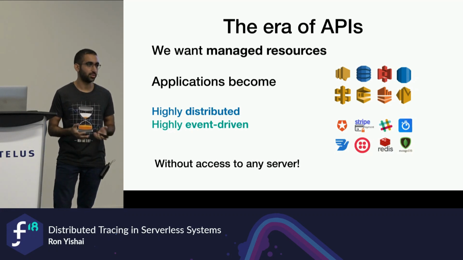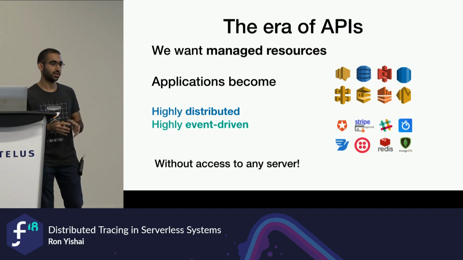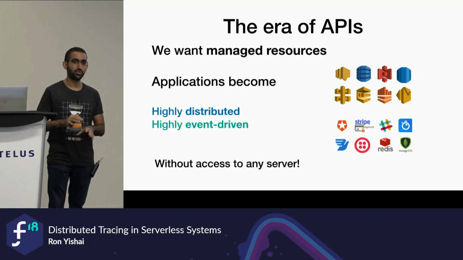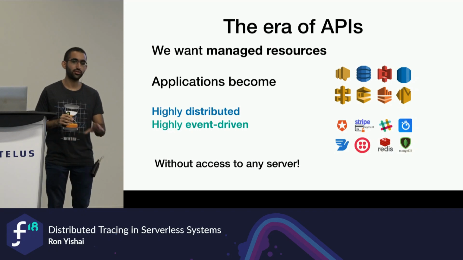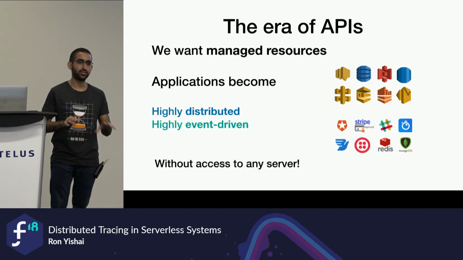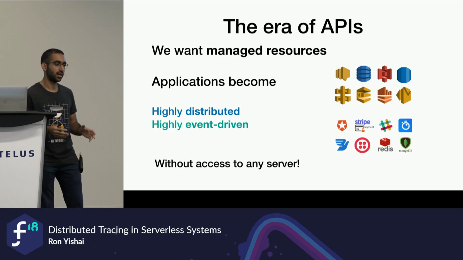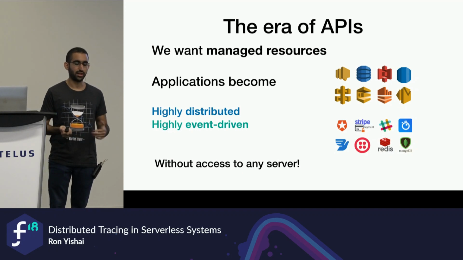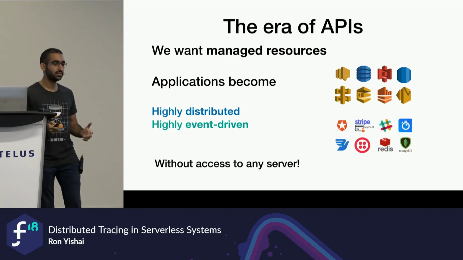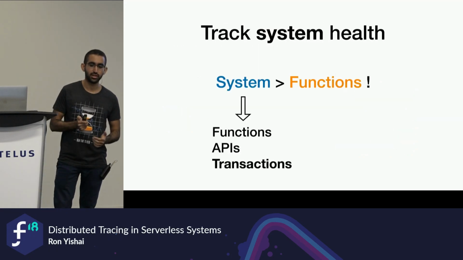And why is that? It's because our functions became much smaller and smaller. They do less, they only do small things and focus on the business logic, but try to give as much as possible to other services. It could be other services in our architecture or third party and so on. So our system is very distributed and event-driven.